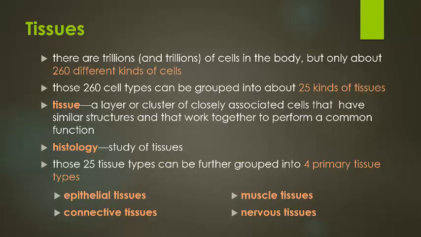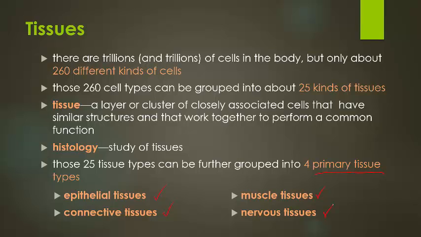Histology is the field of biology that is all about understanding tissues and how they work and how they're classified, what their functions are. So if we have those 25 groups of tissue types, we could further cluster them into 4 primary tissue types. And these are the primary tissue types. There's epithelial tissues, connective tissues, muscle tissues, and nervous tissues.